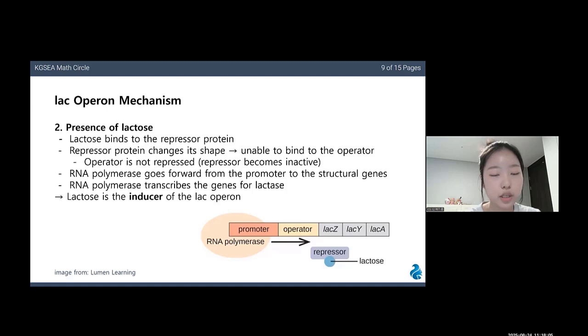Moving on, when the lactose is present, it binds the repressor protein. This changes the shape of the repressor, making it unable to bind to the operator. Without the repressor in the way, RNA polymerase can move forward from the promoter and transcribe the structural genes. These genes code for enzymes like lactase, which break down lactose. So here, lactose acts as the inducer. It deactivates the repressor and allows transcription to happen.